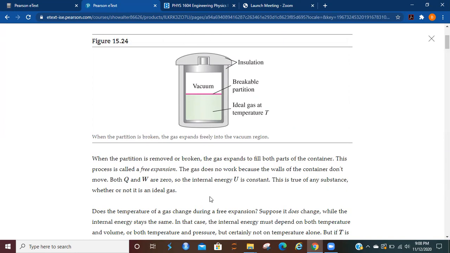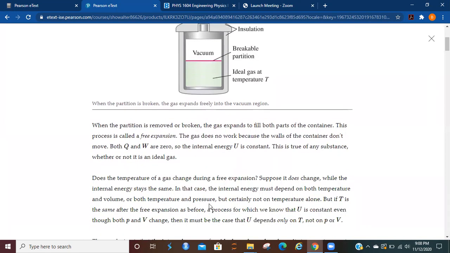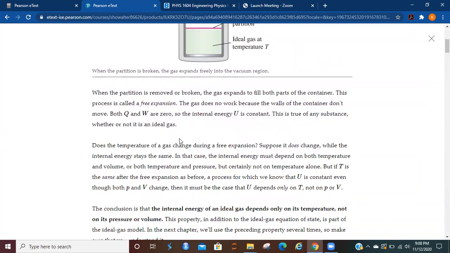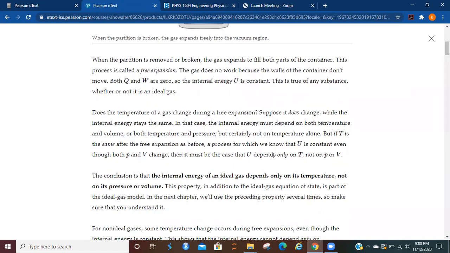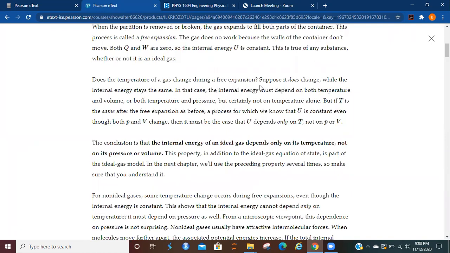The gas does no work because the walls of the container don't move. So both Q and W are equal to 0, so the internal energy is going to be constant. And it doesn't matter if it's an ideal gas or not, that's just how it's going to be. Does the temperature change during free expansion? If it does, then the internal energy stays the same.